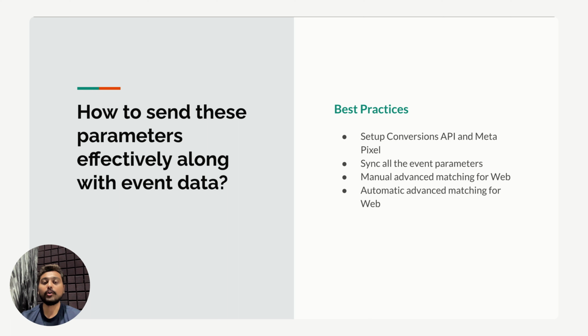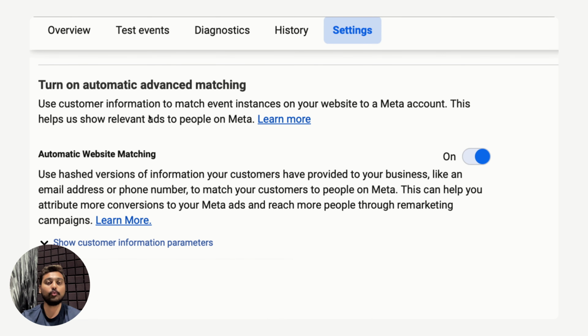Now, also set up advanced matching in web manually, as well as turn on the automatic one. This is how you can see it in your Events Manager. When you go into the settings, you can turn on the toggle for automatic website matching. Do this, and also set advanced matching on the manual side as well, to send all the event parameters as you wish.